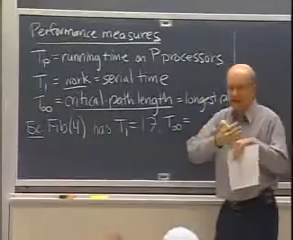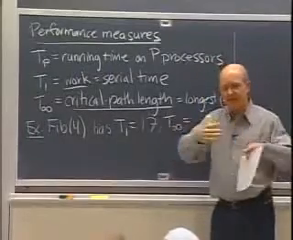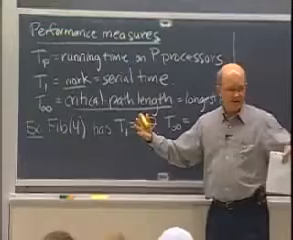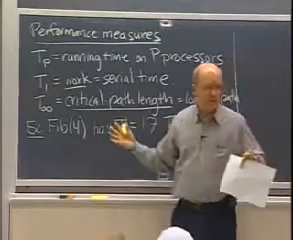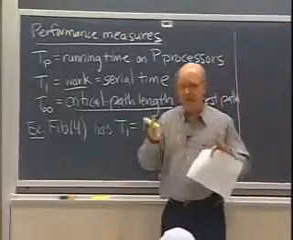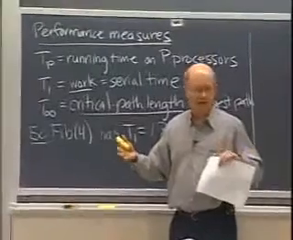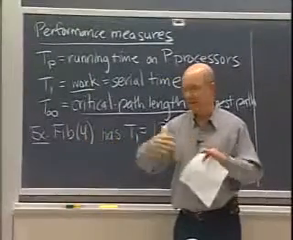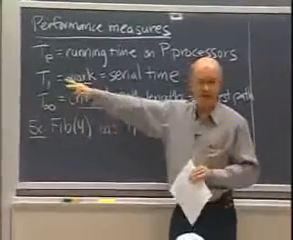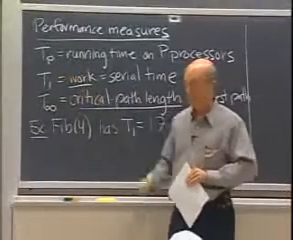So this is the longest sequence. It's like if you had an infinite number of processors, you still can't just do everything at once because some things have to come before other things. But if you had an infinite number of processors, as many processors as you want, what's the fastest you could possibly execute this?